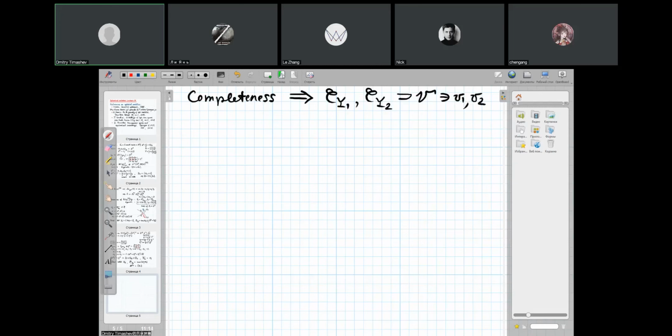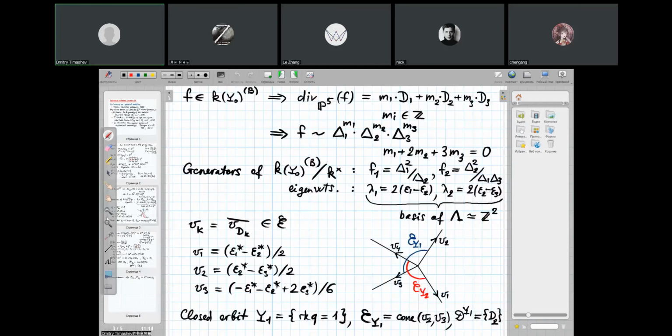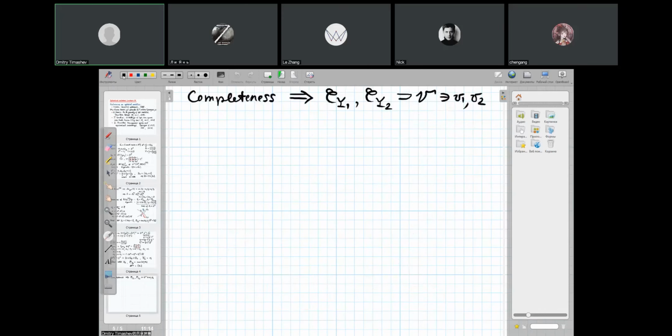Let's look at the picture. Coming back to this picture, both of these cones cover the evaluation cone. On the other side, their intersection covers the evaluation cone. And these two vectors, V3 and V4, belong to the evaluation cone. This means that the evaluation cone is exactly the intersection of these two cones.